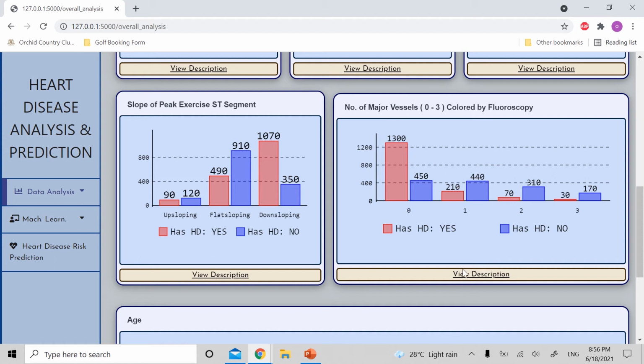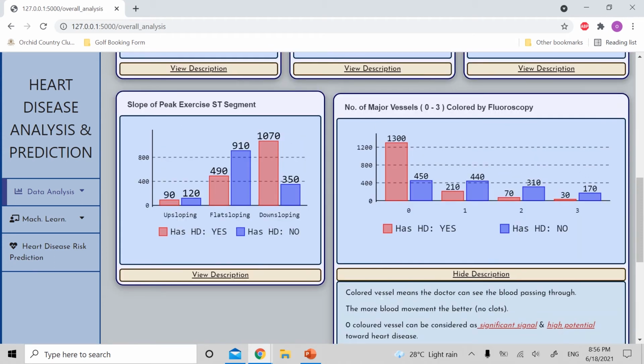For the number of major vessels colored by fluoroscopy, the colored vessel means the blood can pass through. The more the blood movement, the better. You can see that the yellow colored vessel can be considered a significant signal and high potential because it has a higher rate, like 74%.